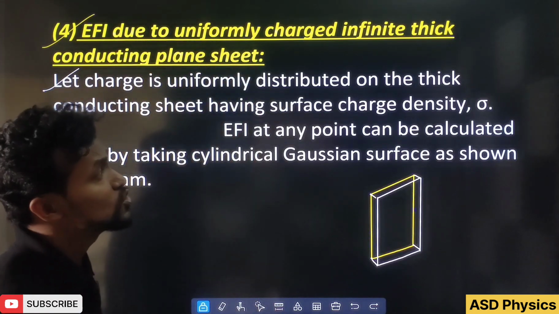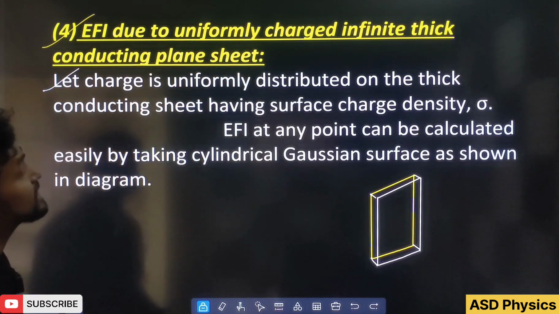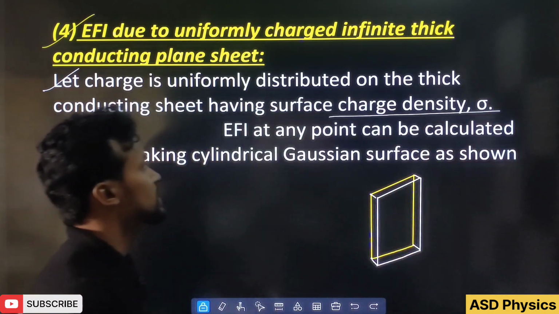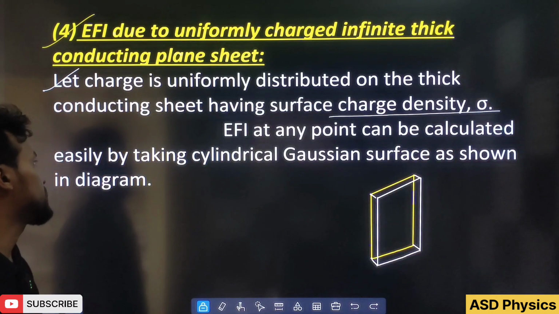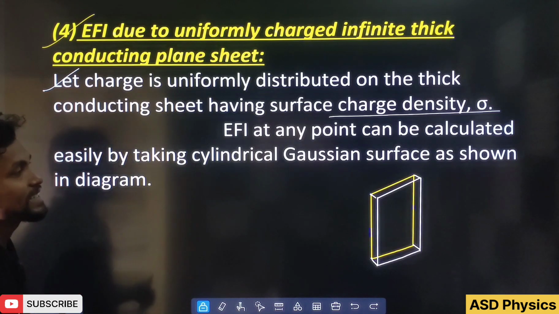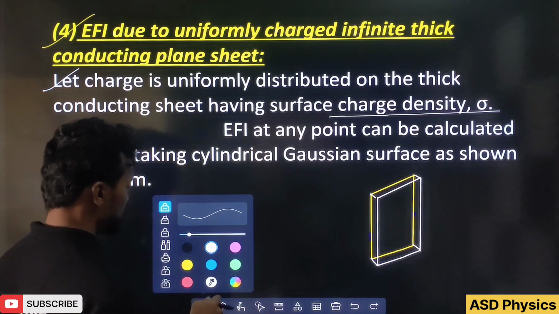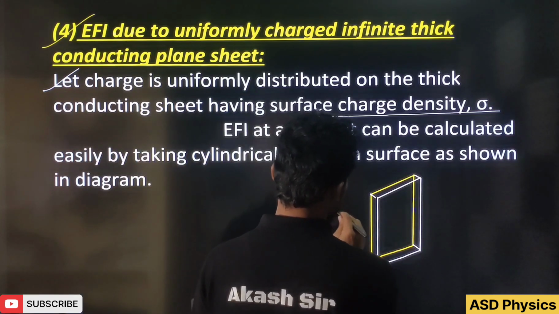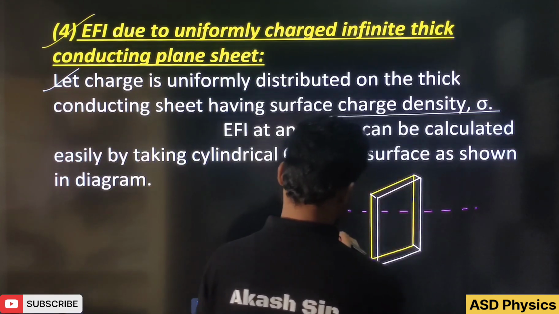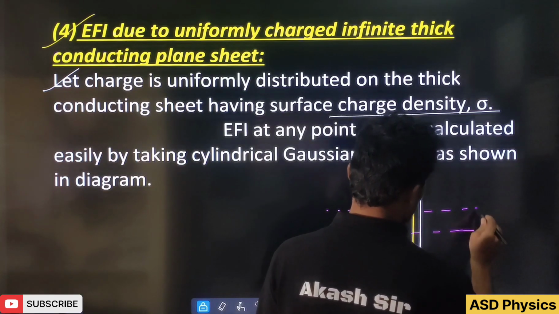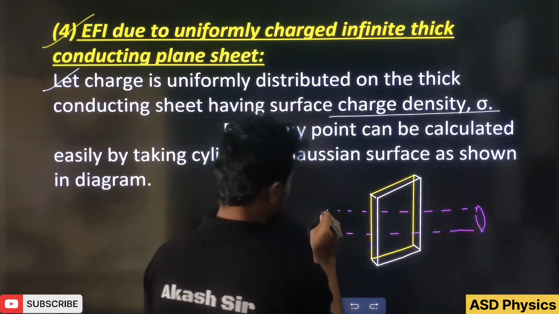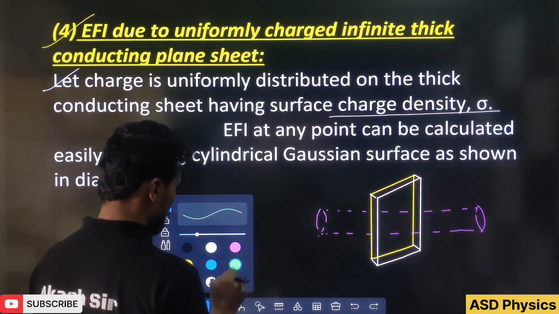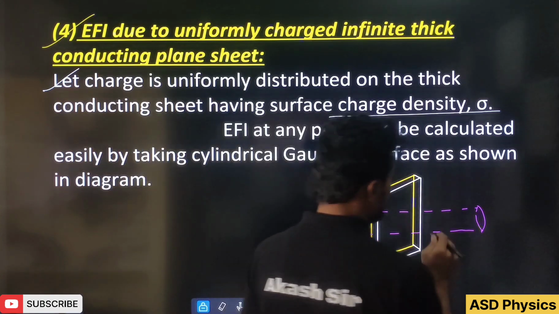Let charge be uniformly distributed on the thick conducting sheet having surface charge density sigma. Electric field at any point can be calculated easily by taking a cylindrical Gaussian surface as shown in the diagram. Okay, so again I am going to take the cylindrical Gaussian surface. I have taken the cylindrical Gaussian surface like this. Story is the same only, but a little bit of difference will be there here.